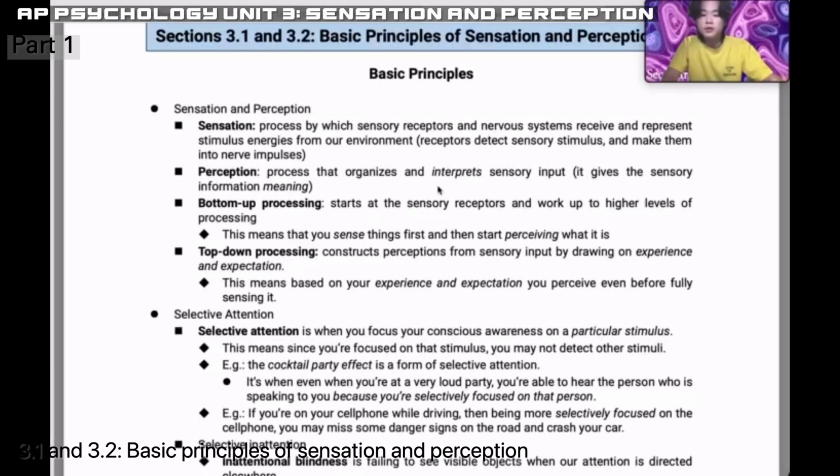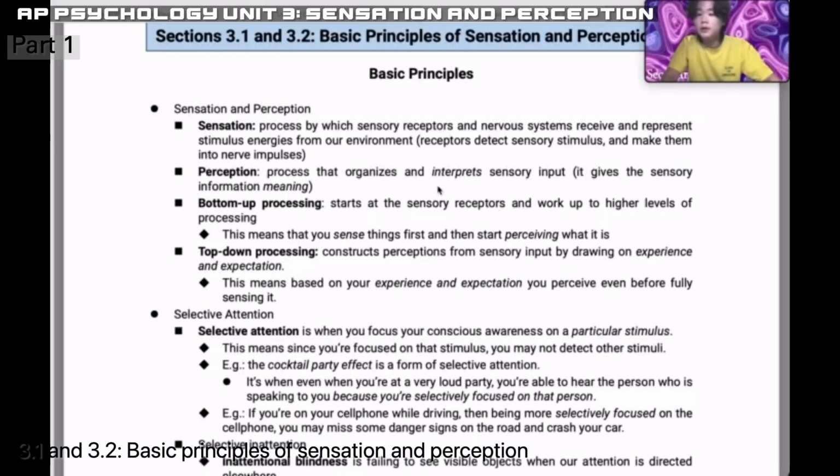However, top-down processing is constructing perceptions from sensory input by drawing on experience and expectation. This means that you're perceiving based on your experience and expectation, because now you're perceiving even more in a really detailed sense of how you had gone through some certain situations. By drawing on experience and expectation, you perceive even before fully sensing what the new stimulus is. So bottom-up processing is strictly on what you sense. So it's normally a new thing that you encounter in your life.